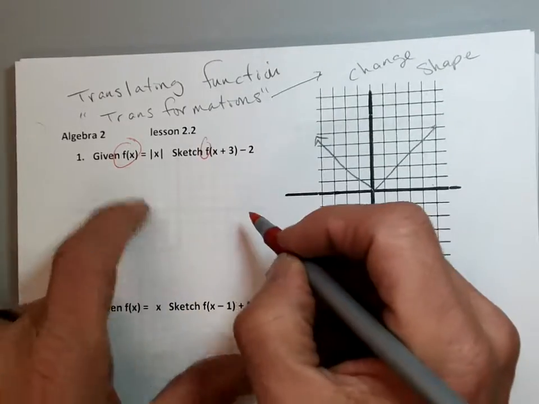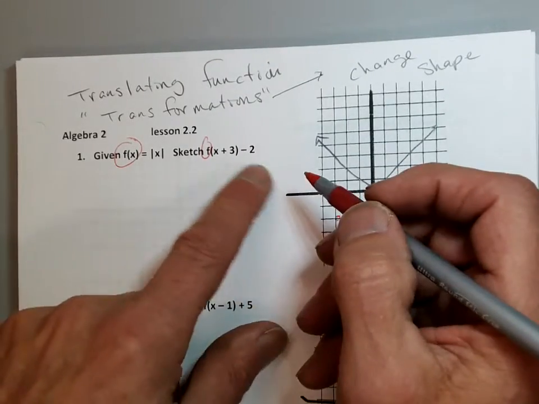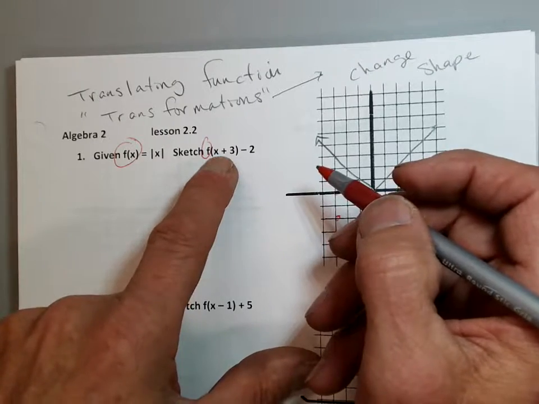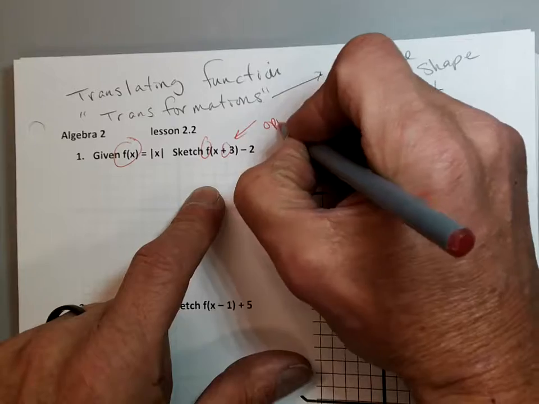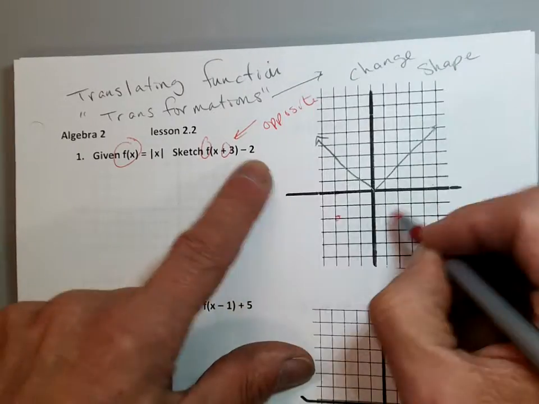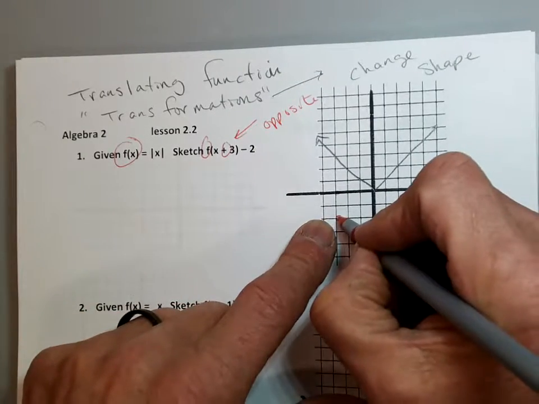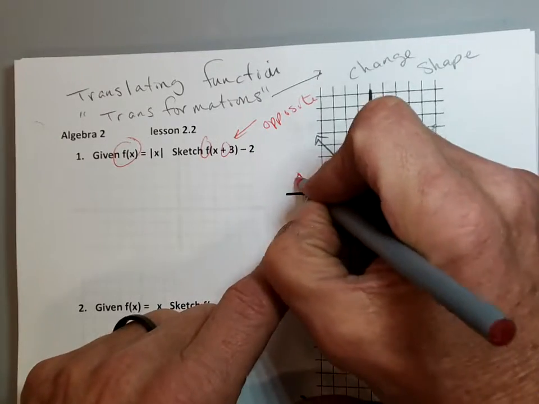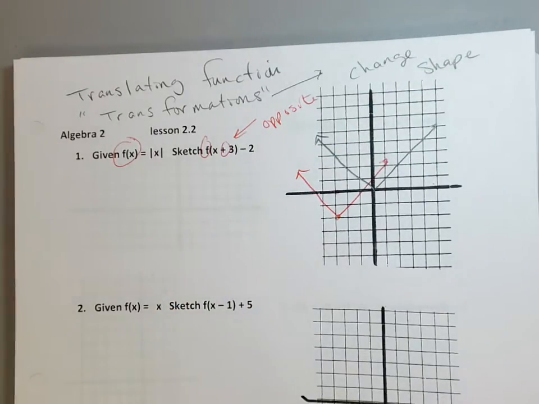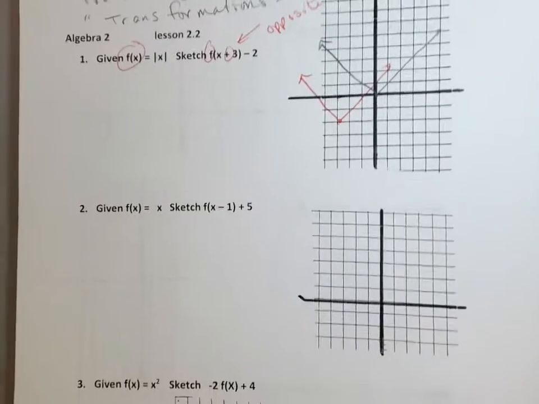So f of x is our function. We're going to take our function and move it back 3 because of the opposite, right? Opposite the inside. So we take the same function, we move it back 3, down 2. So it's a lot like what we did yesterday. The only difference is how we word the problem. Okay, so far so good.